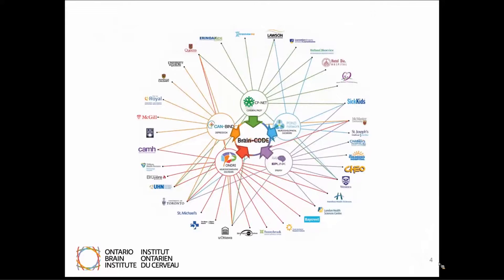The next point with this slide is really to emphasize the richness of the network that we're really affording through the OBI integrated discovery programs. We really have this fantastic opportunity through the five big integrated discovery programs to collaborate and share data amongst these programs. What we want to do with Brain Code at OBI is really build a platform that enables this collaboration process to really come to fruition. It's really where the rubber hits the road.